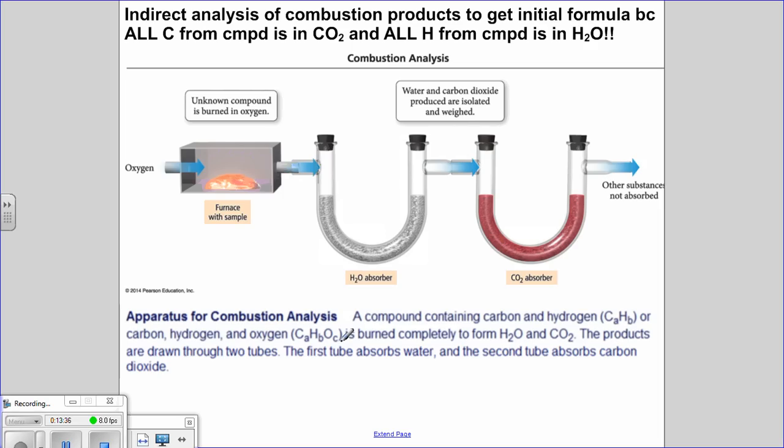And this is the apparatus that collects it. We have a furnace where we actually combust. We have a collection tube that's going to be absorbing the water, and a collection tube that's absorbing the carbon dioxide. And the other substances not absorbed would be excess oxygen usually, and that's going to be just because we have a lot of oxygen present in combustion reactions. This is the apparatus for it.